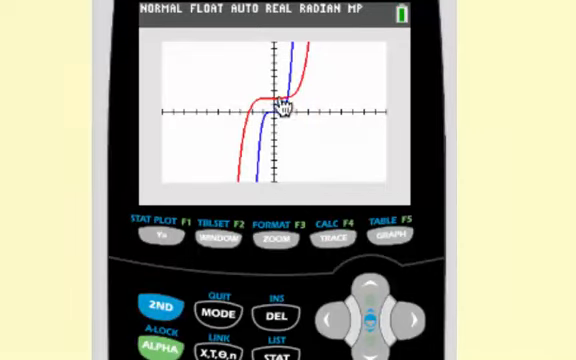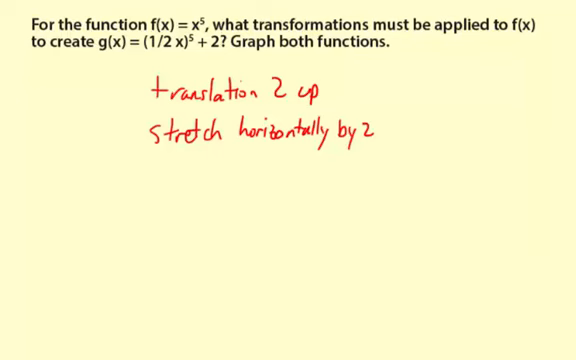So see, there's a vertical translation of 2 up. You can see that because this red, or the g of x, is shifted up 2. And also, there's that horizontal stretch. Notice that the g of x graph is twice as wide as the f of x graph. Okay, so my conclusions were correct, and that is verified by this graph here. And that's why you use the graphing calculator. You want to verify your conclusions. Okay, so I can go back here and say, yes, these are absolutely correct. Translation of 2 up and stretch horizontally by 2.